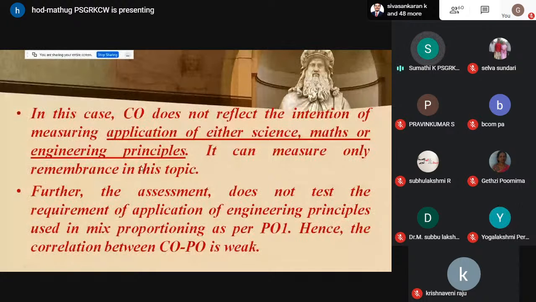There is nothing like that here. Therefore, here this course outcome's mapping with program outcome 1 is very weak.